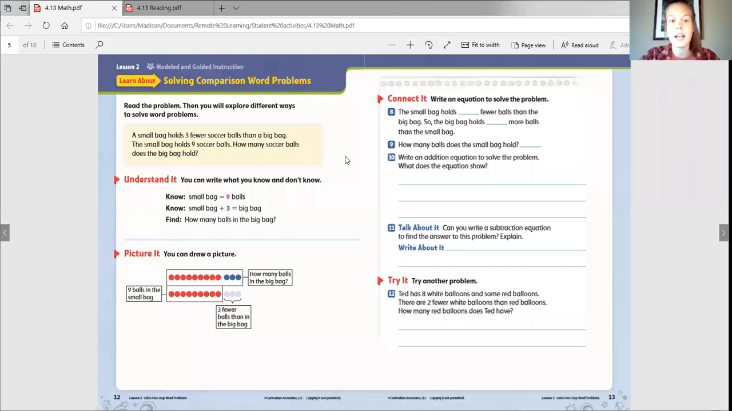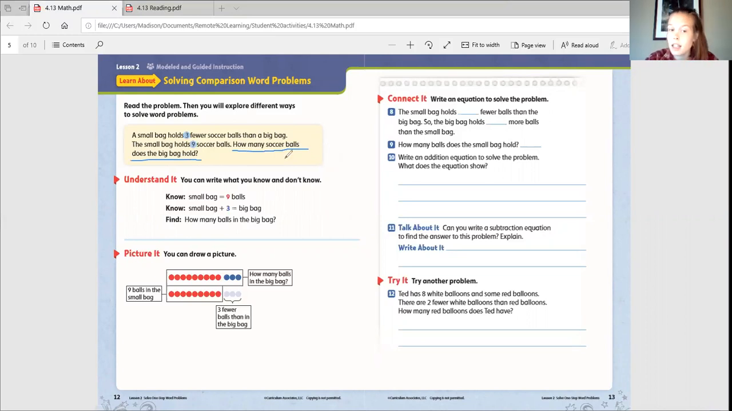All right, let's look at another problem. A small bag holds 3 fewer soccer balls than a big bag. The small bag holds 9 soccer balls. How many soccer balls does the big bag hold? Okay, so we've read it. Now let's highlight our numbers, 3 and 9, and let's underline our question. How many soccer balls does the big bag have?